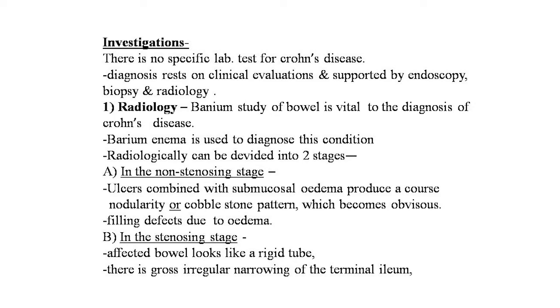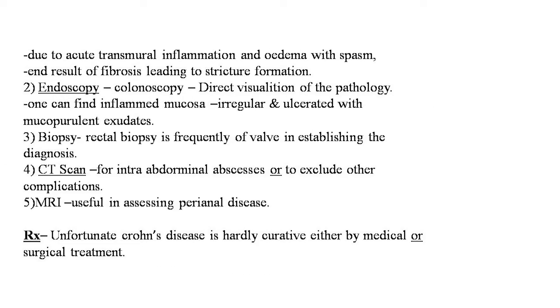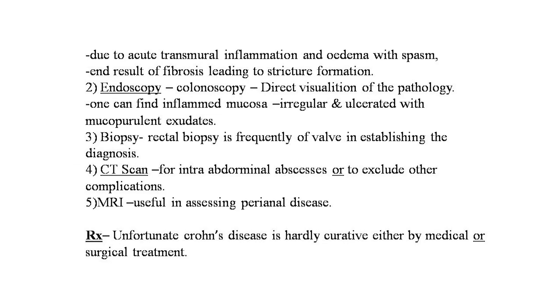In the non-stenosing stage, ulcers combined with submucosal edema produce a coarse nodularity and cobblestone pattern, which become obvious filling defects due to the edema. In the stenosing stage, the affected bowel looks like a rigid tube. There is no cobblestone pattern. There is a gross irregular narrowing of the terminal ileum due to acute transmural inflammation and edema with spasm.